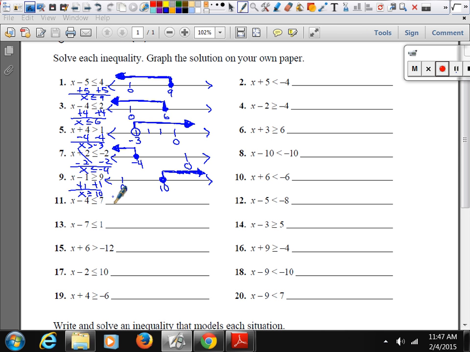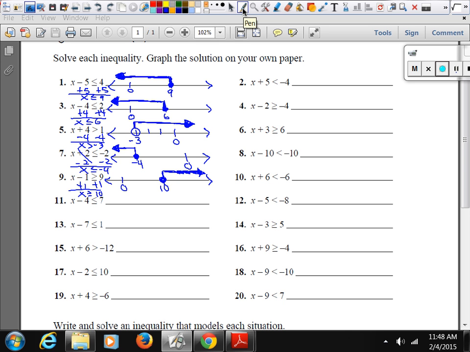Everybody done with the first couple so I can move it up? I want to make sure that... Oh, maybe I can't move it up. I guess I can't move it up, sorry. Oh, I know I can move it up.